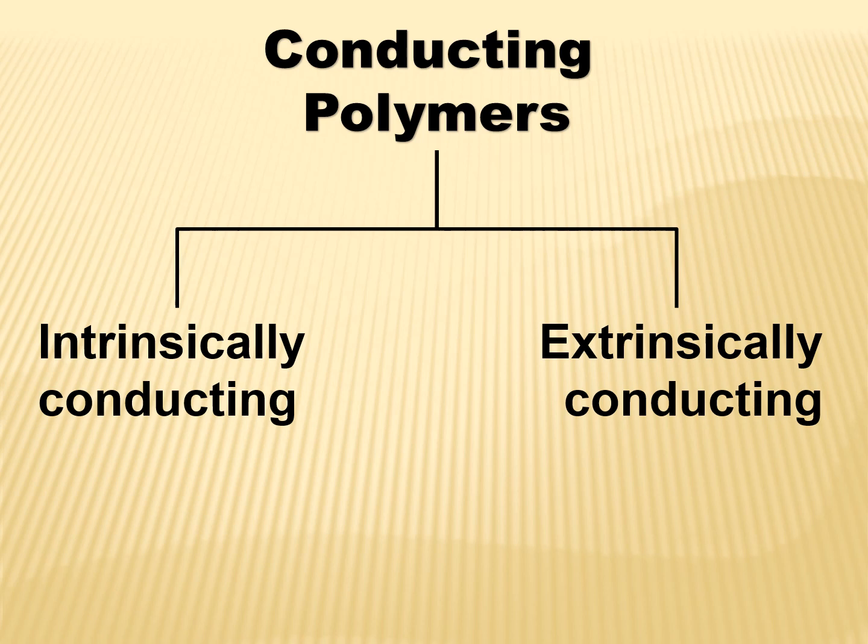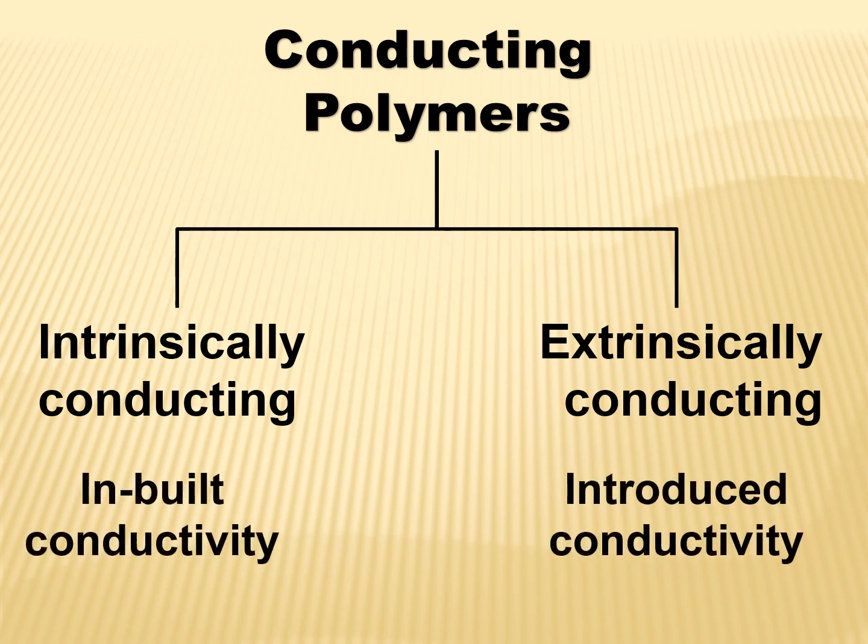Okay, but there are some differences. Only the name is similar, the features are different. So intrinsically conducting and extrinsically conducting. Intrinsically conducting means the conducting property is inbuilt, whereas extrinsically conducting means the conducting property has to be introduced. As such, it is not conducting. We have to do something and introduce conductivity. Intrinsically conducting means as such, when the polymer is formed itself, it shows conductivity.